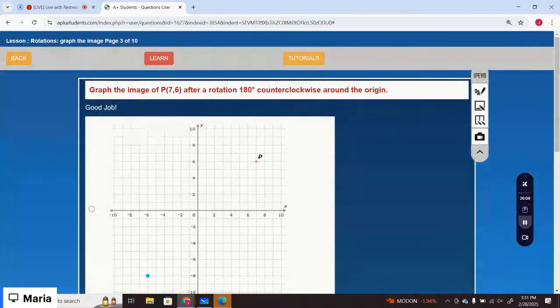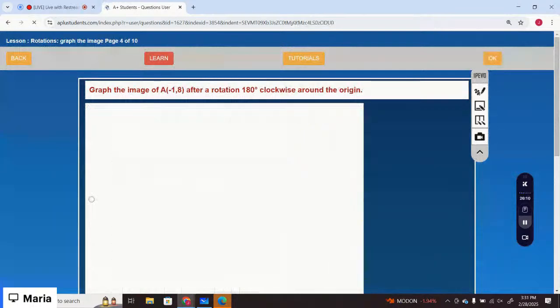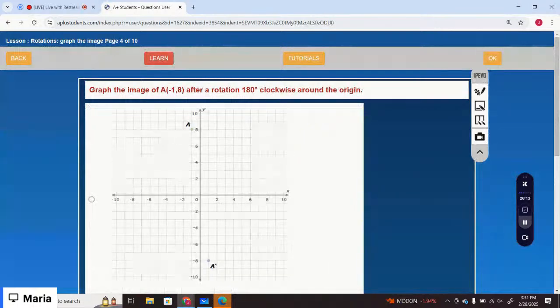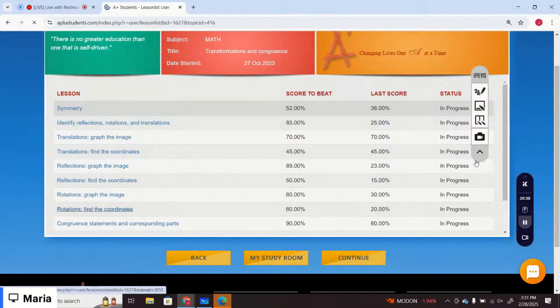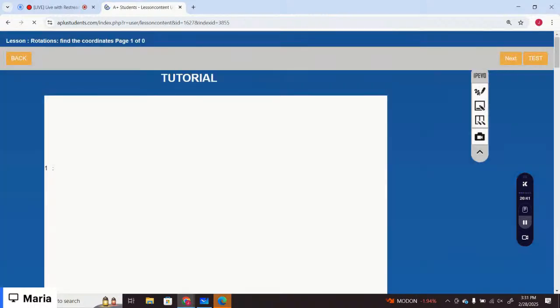Okay, you can complete the lesson by yourself later today. Let me just move on to the next lesson. The next lesson is rotations, find the coordinates.